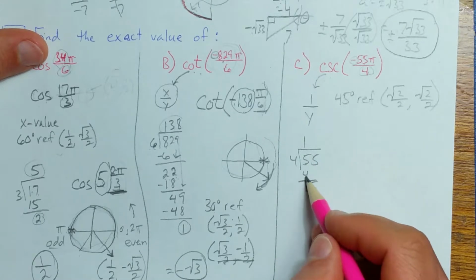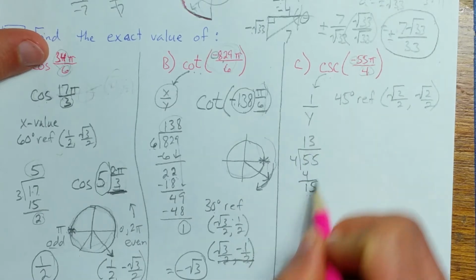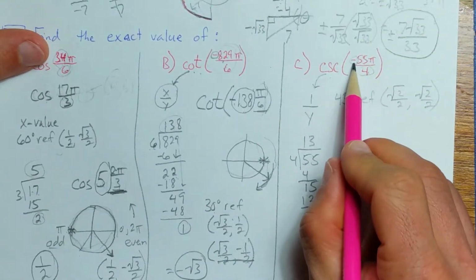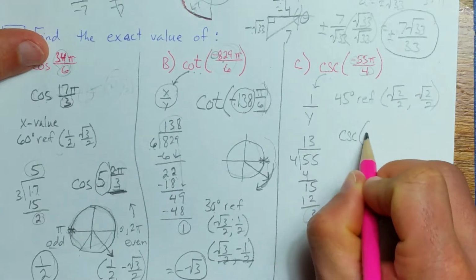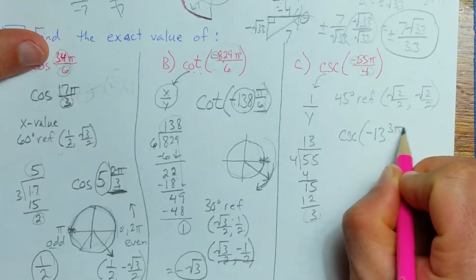Looks like 4 will go into 5 one time evenly. And now how many times will 4 go into 15? Should go in there 3 times evenly. And there's your remainder, 3. Remember, it's negative. So this is going to be the cosecant of negative 13 and a remainder of 3 pi over 4.